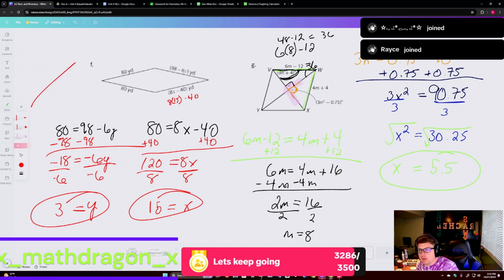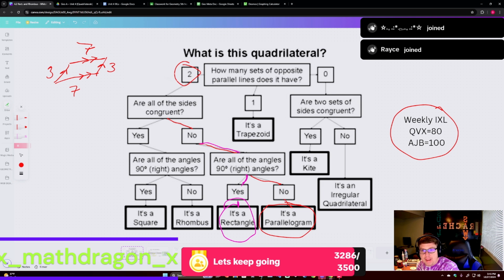So great work. I hope that makes sense to everybody. And keep plugging along. We're going to always come back to what kind of quadrilateral we talked about. So let's look at this. Today, how many sets of opposite parallel sides? We still had 2 sets of parallel sides. Are all 4 sides congruent? Well, with the rectangle, we said no. With the rhombus, we said yes. Are all angles 90 degrees? No. So that's how we get to the rhombus.